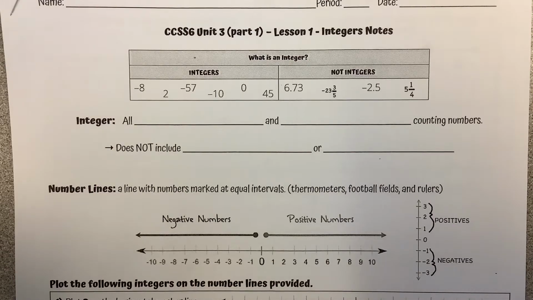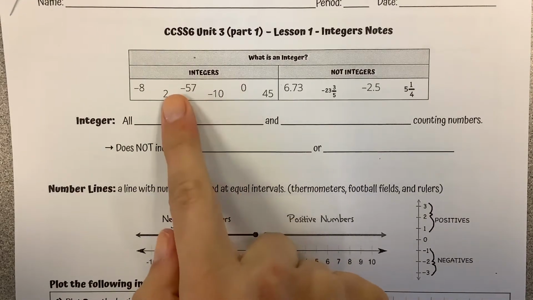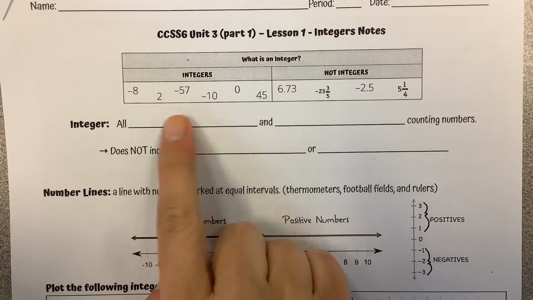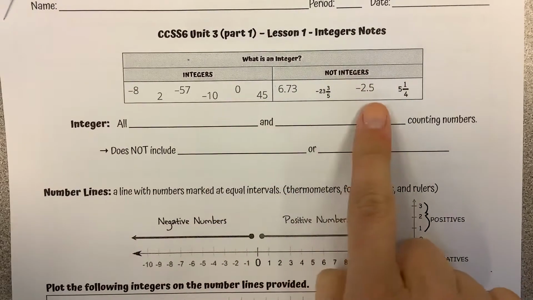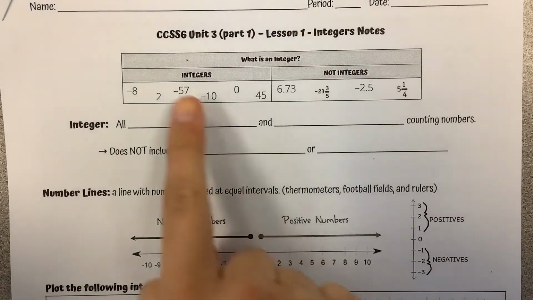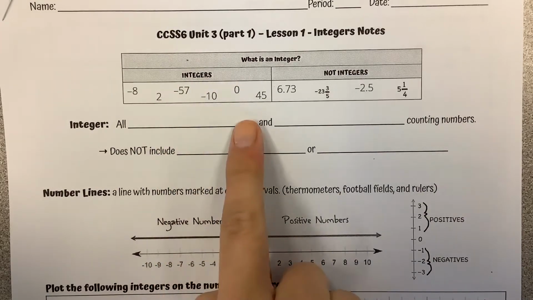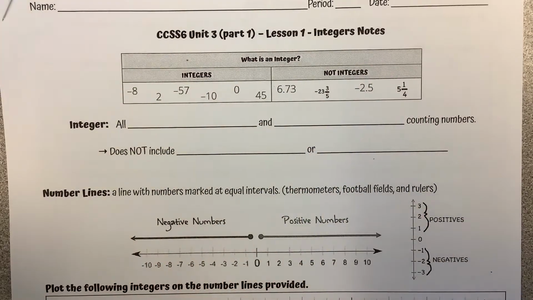Today we're going to be talking about integers. So first off, what is an integer? Here we have examples of things that are integers and things that are not. When I'm looking here, I see negative values, I see positive values, I see the number 0. Over here, I also see negatives and positives. The difference is, on the integer side, I don't see any decimals or fractions. Not integers, I do see decimal and fraction values.